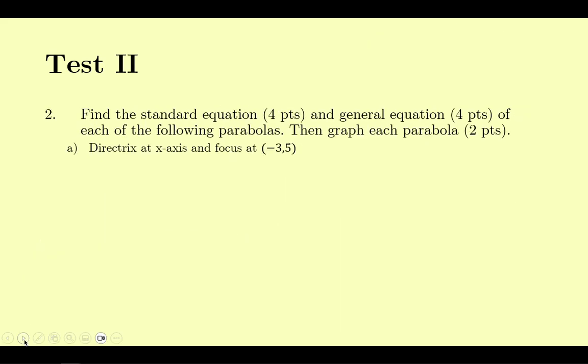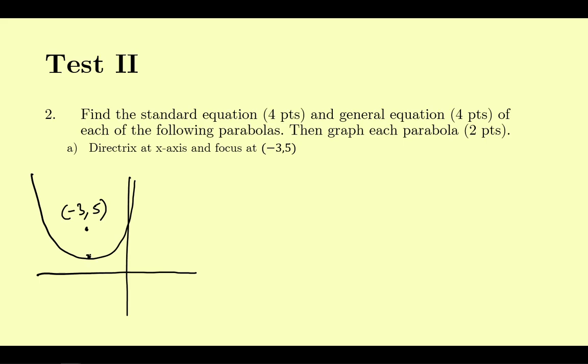Next tayo, test 2. Find standard equation and general equation of each of the following parabolas, then graph each parabola. First one here has a given of directrix at the x-axis and focus at negative 3, 5. Okay. Let us visualize that. Ito si x-axis. And then yung focus mo is negative 3, 5.